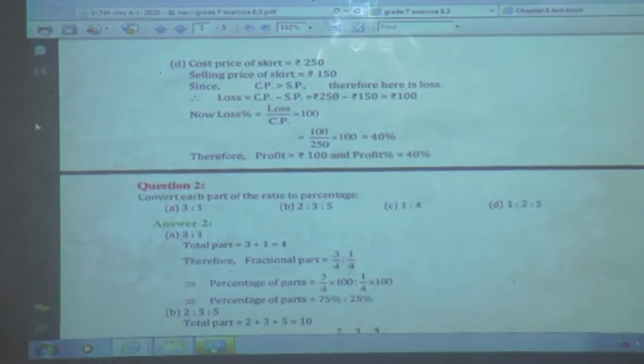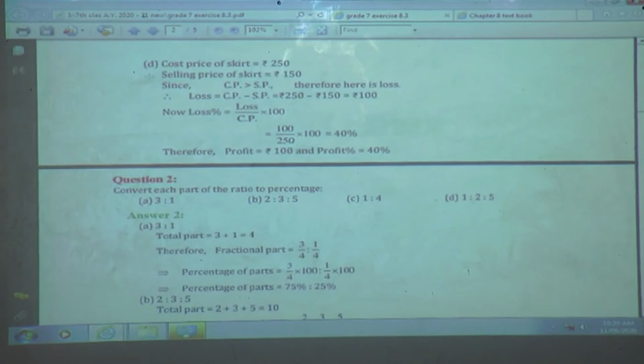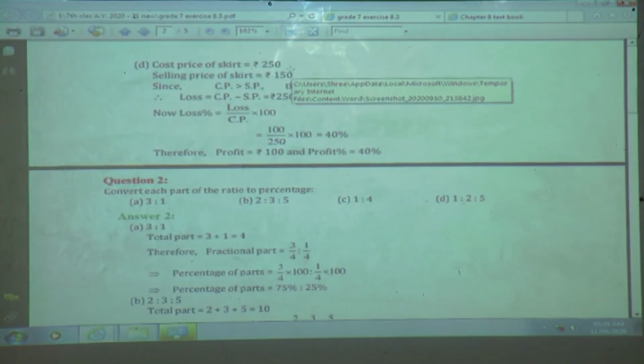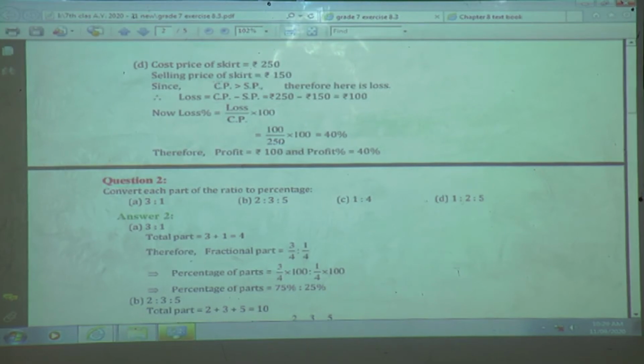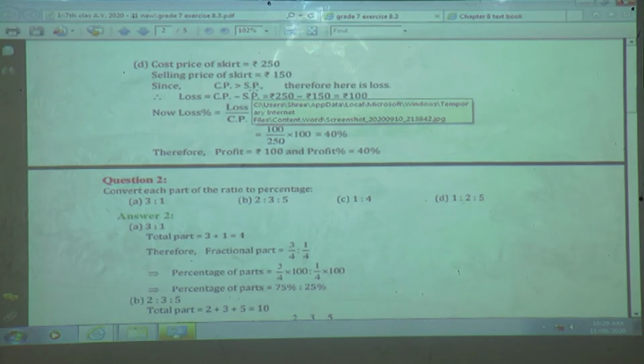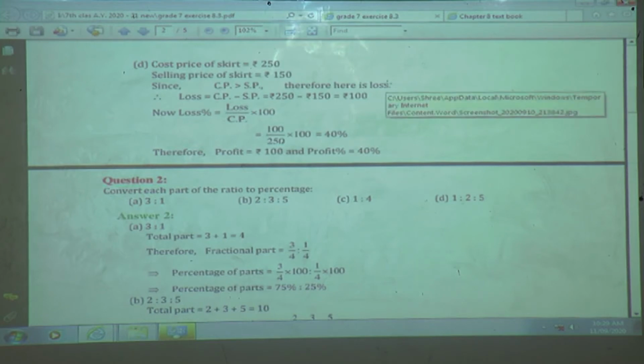Here one situation is given to us: the cost price of a skirt is rupees 250. The selling price of the skirt is rupees 150. So CP is given to us, SP is given to us. Now by seeing these amounts you can say that CP is greater than SP, so there will always be a loss. When CP is greater than SP, that is a loss.